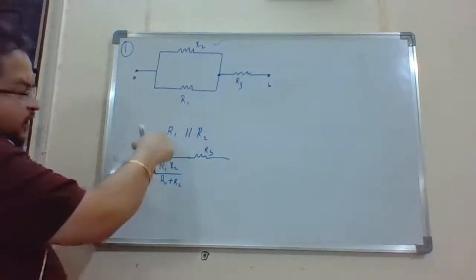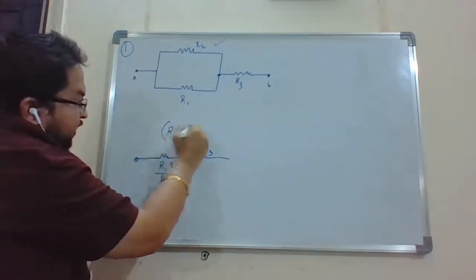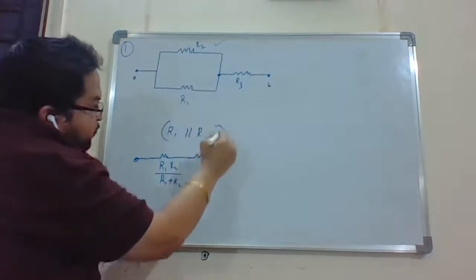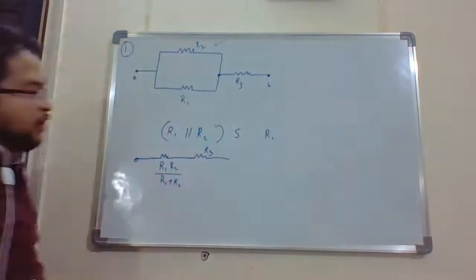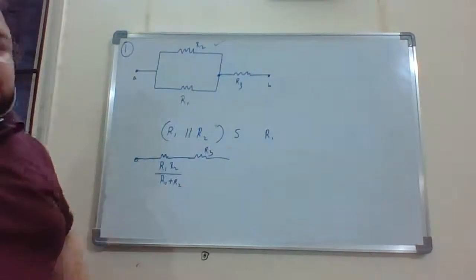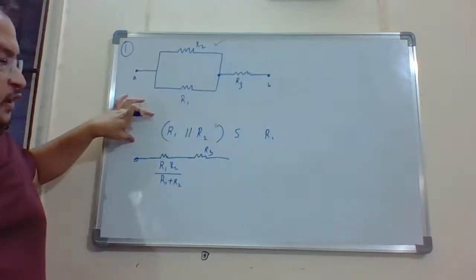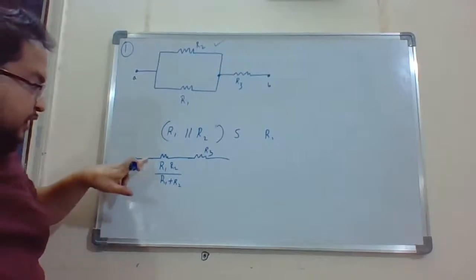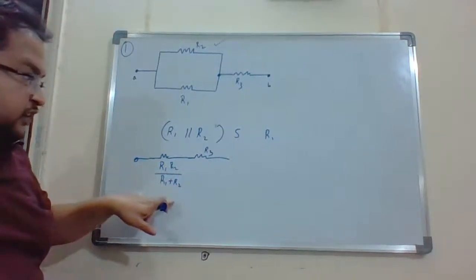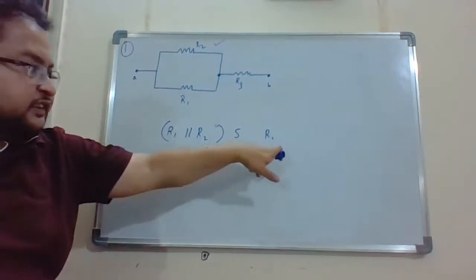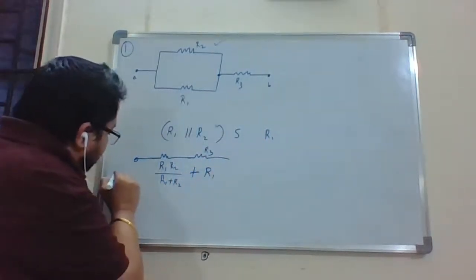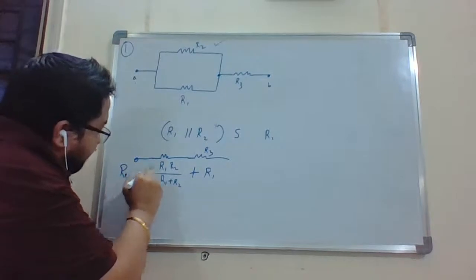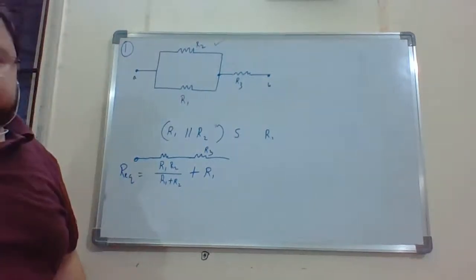So first thing, R1 and R2 are parallel, and this entire parallel combination is in series with R3. So now the circuit is resolved, and we can find out the equivalent resistance. The answer would be R1R2 by R1 plus R2, and then since it is in series with R3, the equivalent resistance would be plus R3. So this is nothing but your total equivalent resistance.